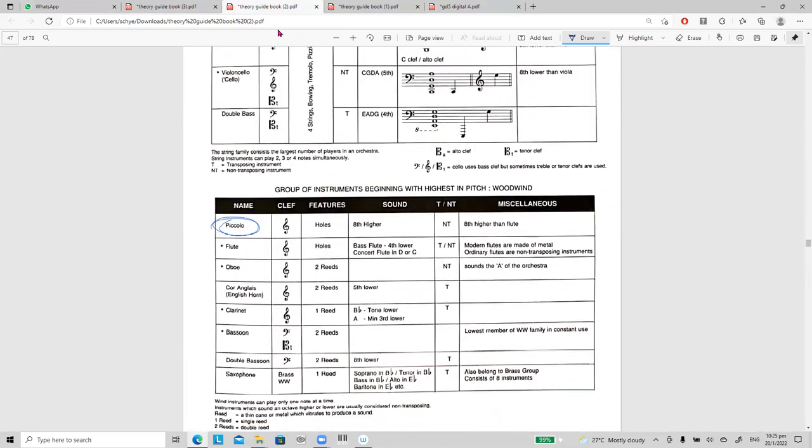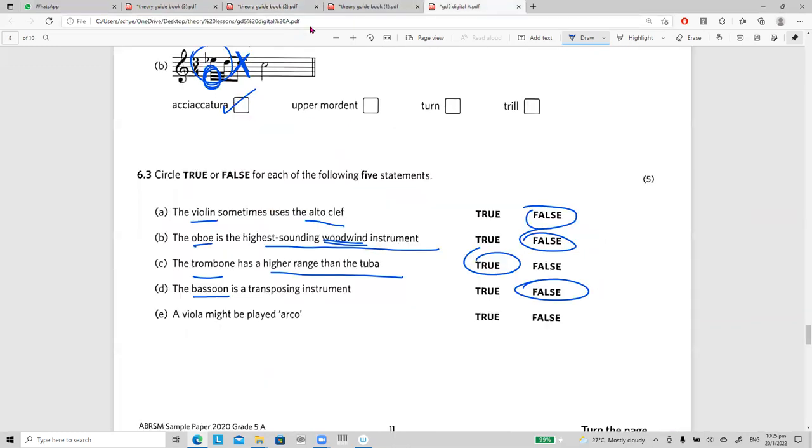Yeah, bassoon is a non-transposing instrument, okay? So it's false. Viola might be played arco. Arco means play with the bow, okay? So that means it's true. Viola is a string instrument. Strings can play with the bow.